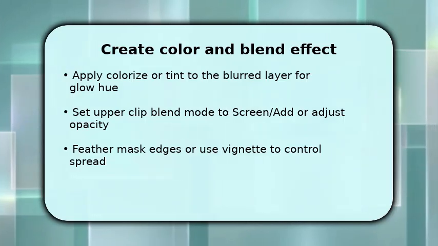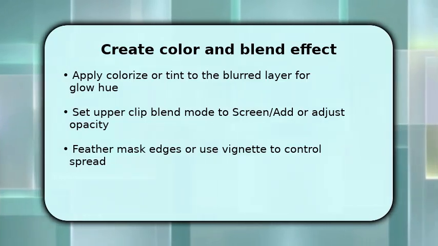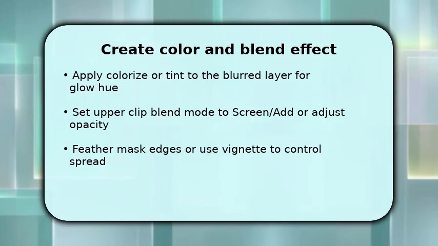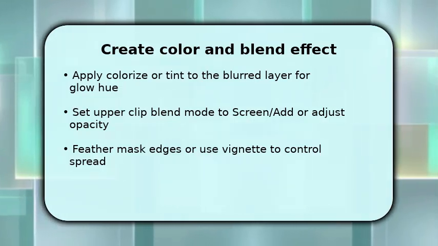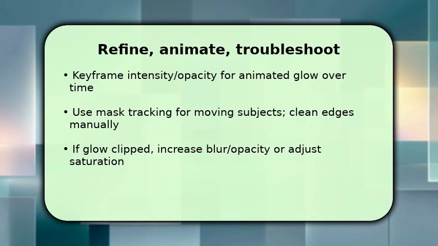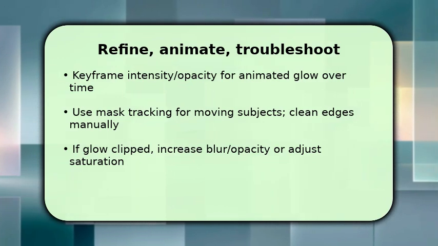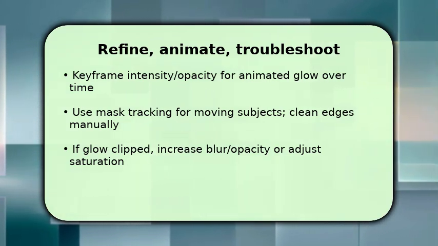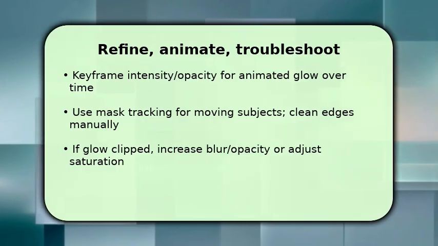Then refine with a feathered mask on the blurred layer or vignette to constrain the glow to edges and keep the center crisp, which makes the glow read as edge lighting rather than an overall haze. Finish by refining intensity with keyframes. Animate opacity, blur, or tint so the glow breathes with the action.